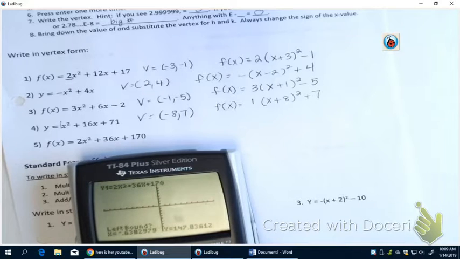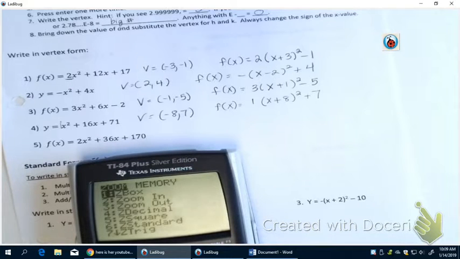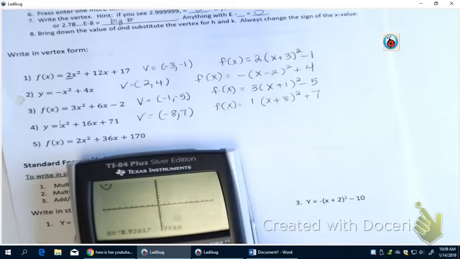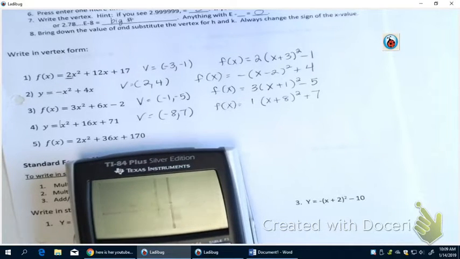You see that? So what I'm going to do is press zoom out, number 3. And I'm going to move my cursor over here to where I want to zoom out on, so that I can see that a little bit better. Press enter. There we go. Now we can see it better. So when I go to second calc and minimum, I'll be able to see my cursor.